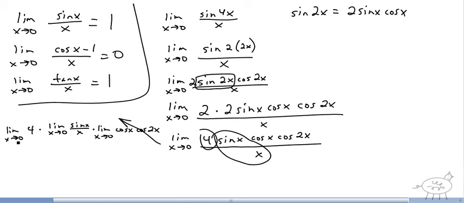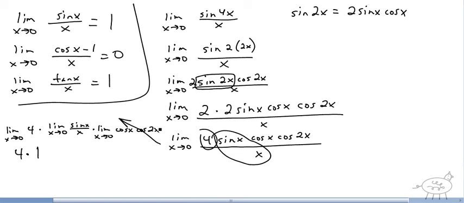But that's okay. The limit as x approaches 0 of 4 is 4. The limit as x approaches 0 of sine of x over x, there we go, that's our first one up there. That's equal to 1. And how do you do the limit as x approaches 0 of cosine of x cosine of 2x? Do I need to do double angle for cosine of 2x?